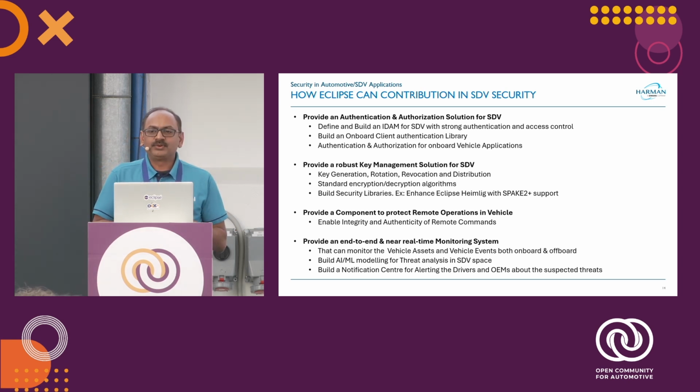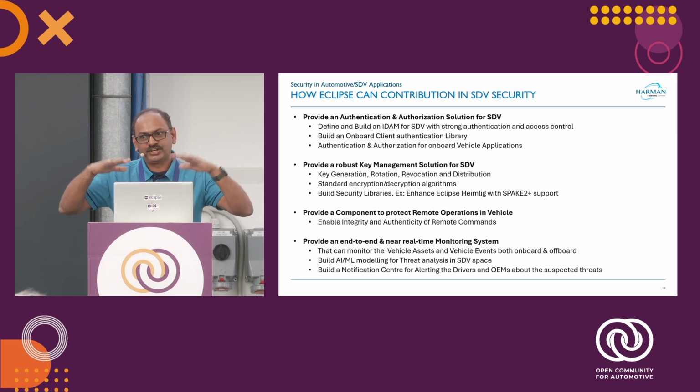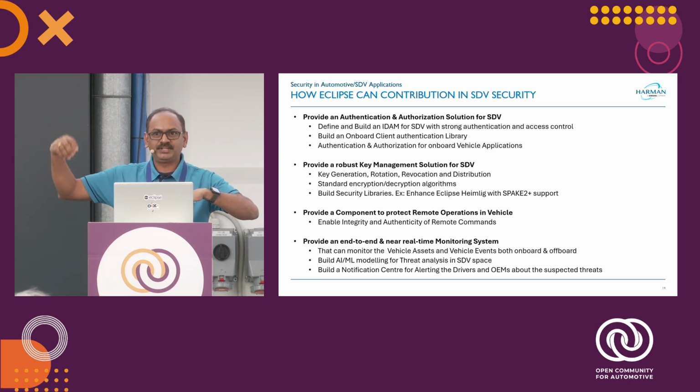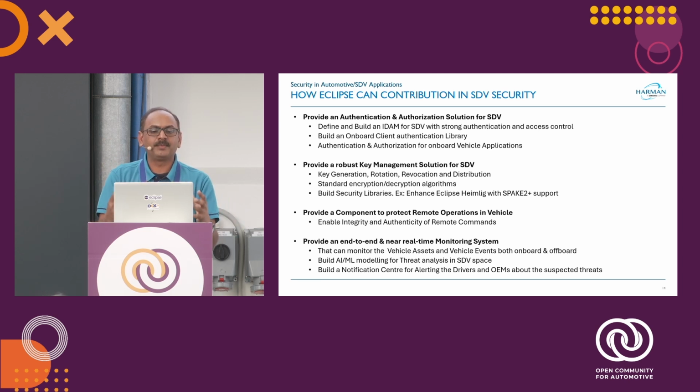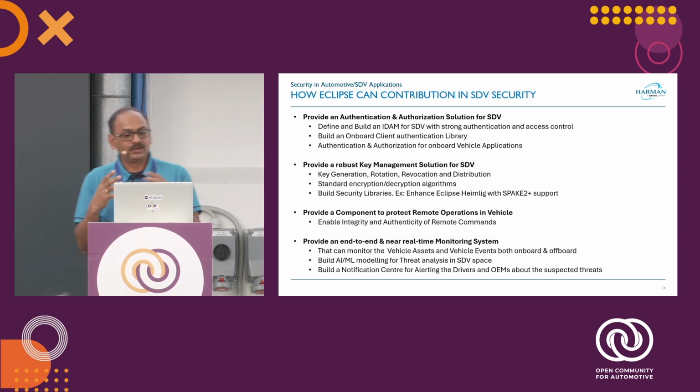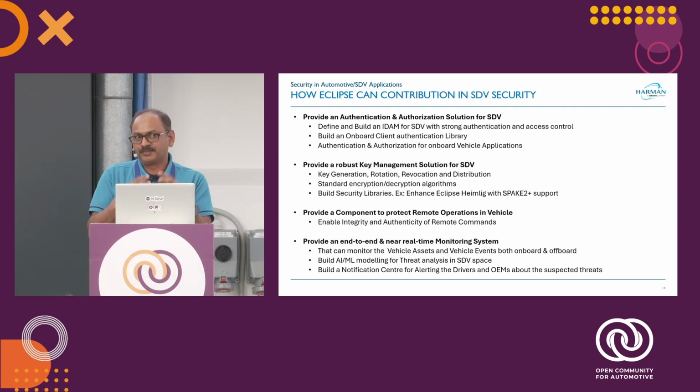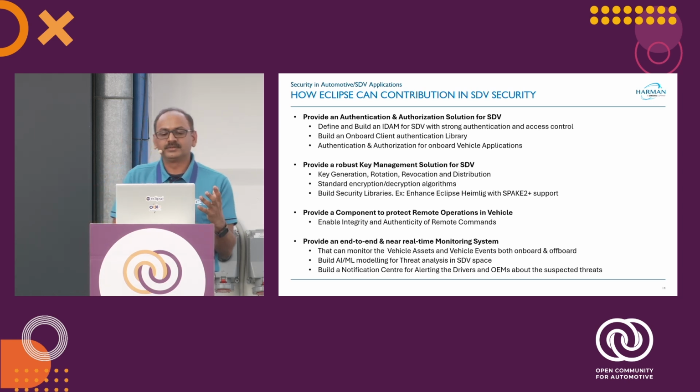And the next one is about the key management solution. Of course, we have to build a tool or a library which can generate, rotate, revoke, and distribute keys, and that will abstract the entire key generation from the applications. For example, if any application wants to generate a key, it can start using this component or library. For example, we have Eclipse Heimin, in the Eclipse Foundation, that does support a lot of such algorithms and some encryption standards. And it's an opportunity to enrich that with some of these SPAKE2 algorithms as well.